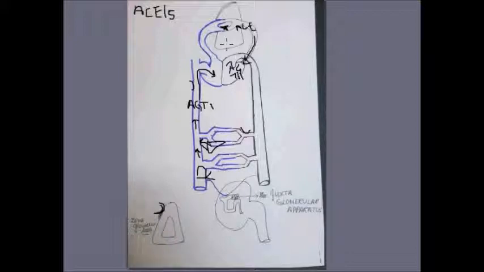And when you give ACE inhibitors, this enzyme here is getting blocked. You should know that this enzyme, the ACE enzyme, is the angiotensin converting enzyme, which is responsible for converting angiotensin 1 into angiotensin 2. It also converts bradykinin into an inactive metabolite. Now, when you block this enzyme, first of all, angiotensin 2 is not getting produced.